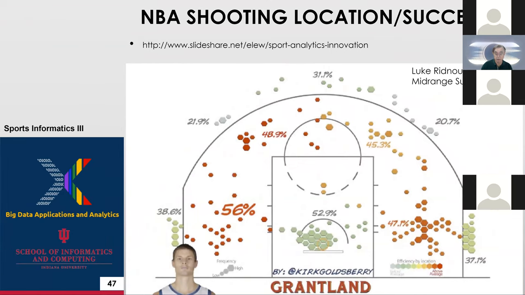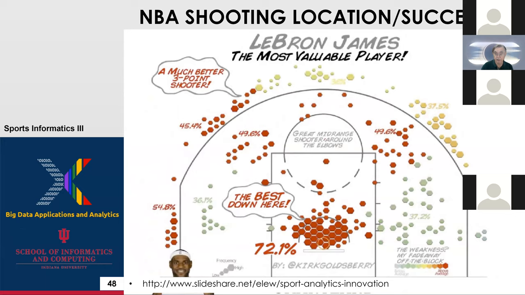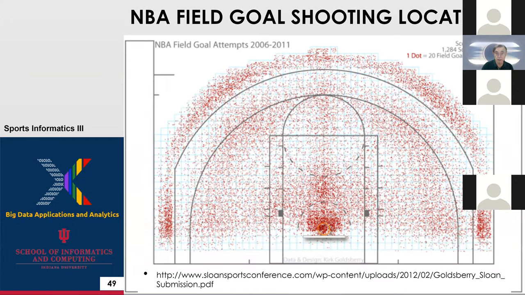Here is somebody who's not quite so good, and he's much lower for these long range shots than the previous player. Here we have a very famous player, LeBron James, and his numbers are much higher. He's particularly good at dunks next to the basketball net. And here is some sort of plot about field goals, about where they're taken from. It's quite striking structure about where shots are taken from. They're not uniform.